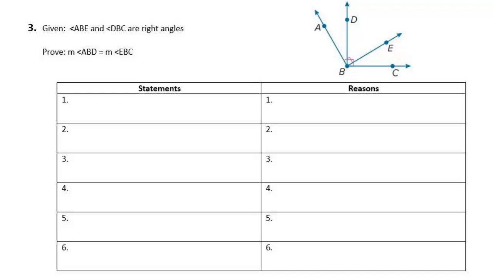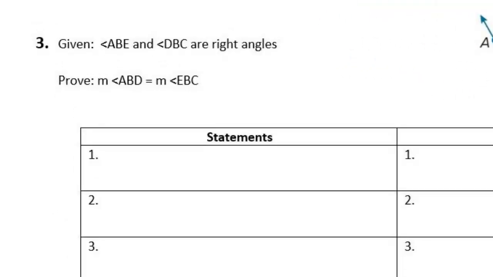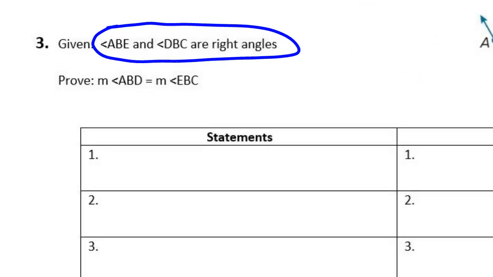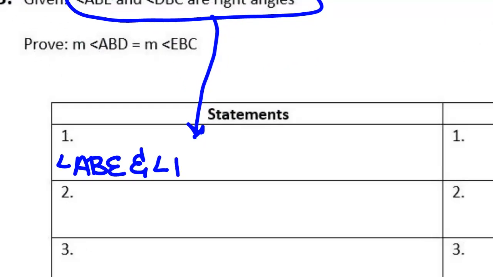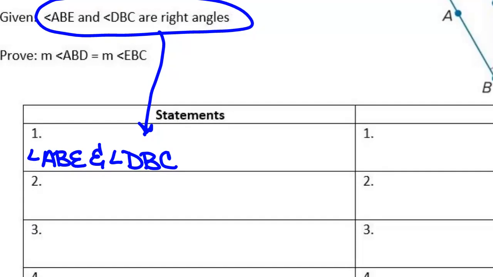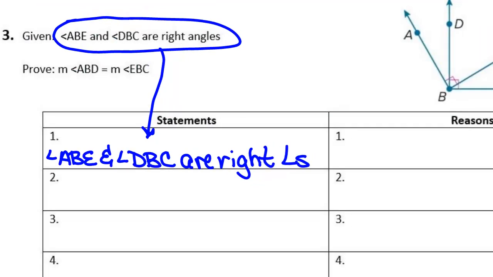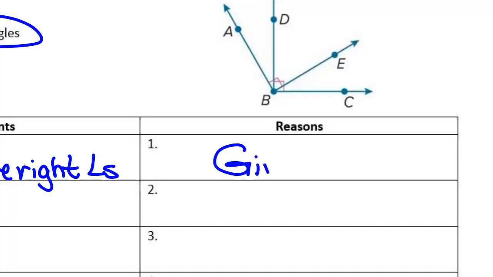Got a picture. We have our given and what we're trying to prove. My given information right here goes as my first statement. So angle ABE and angle DBC are right angles. I'm allowed to say that because it is my given.